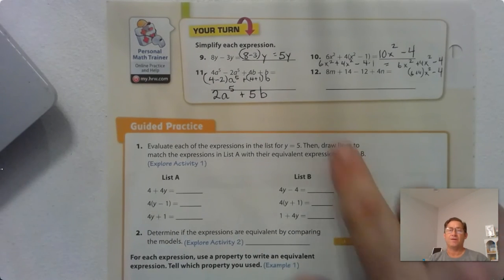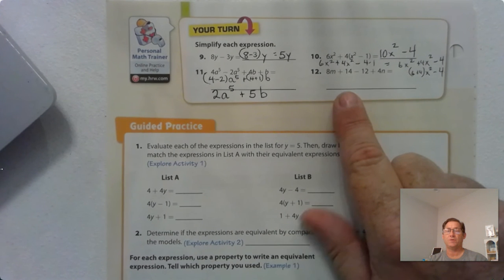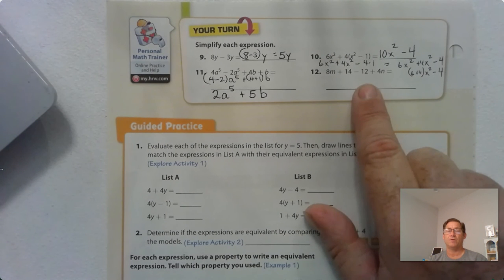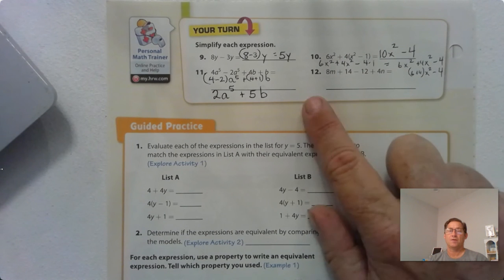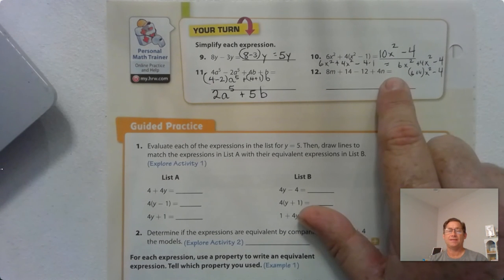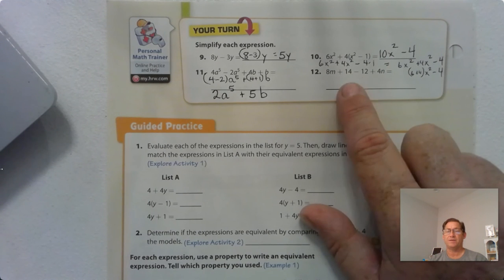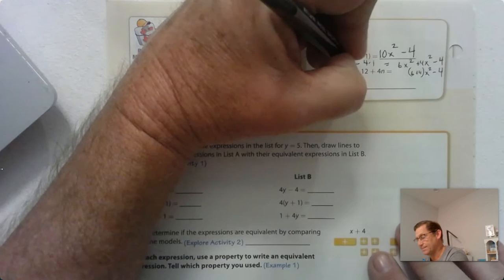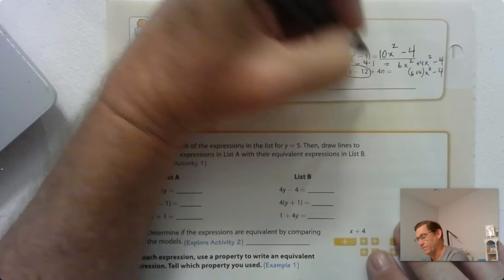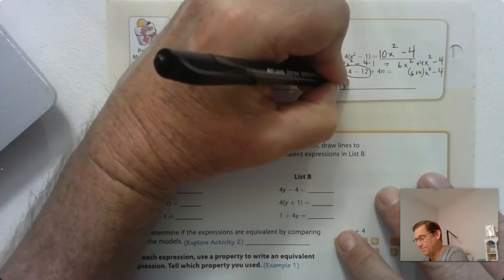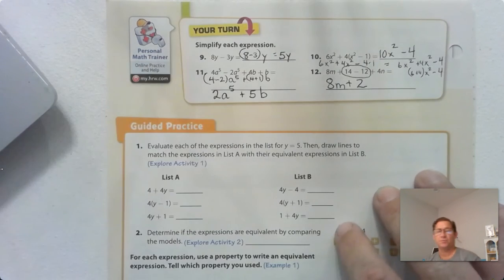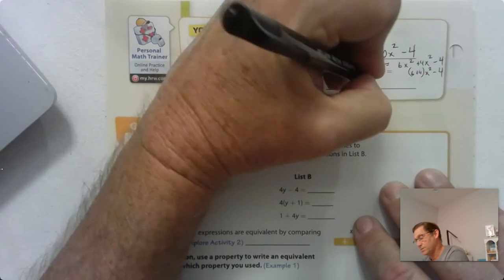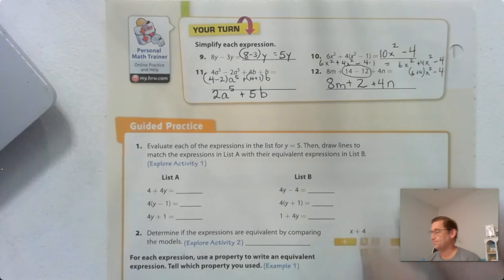And our last one, we have 8m plus 14 minus 12 plus 4n. Well, the m and the n's are unlike terms, so we don't have to do anything with them. So we only have to combine the 14 and the 12. So we're going to have 8m plus 2, 14 minus 12 is 2, plus 4n.